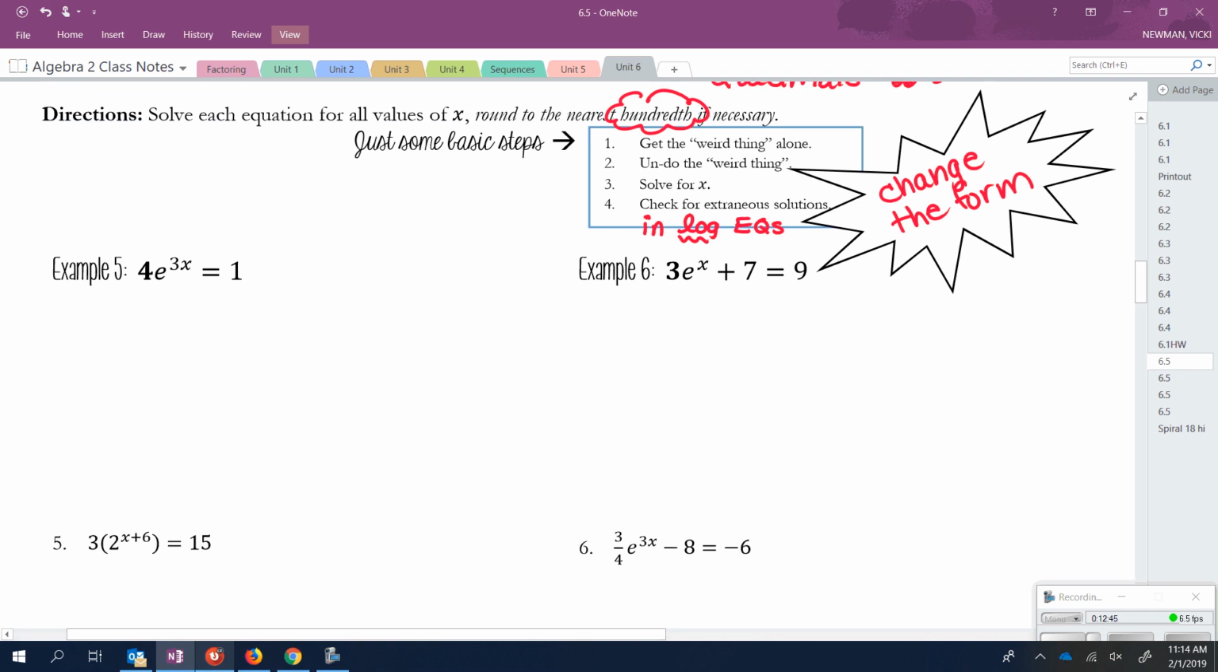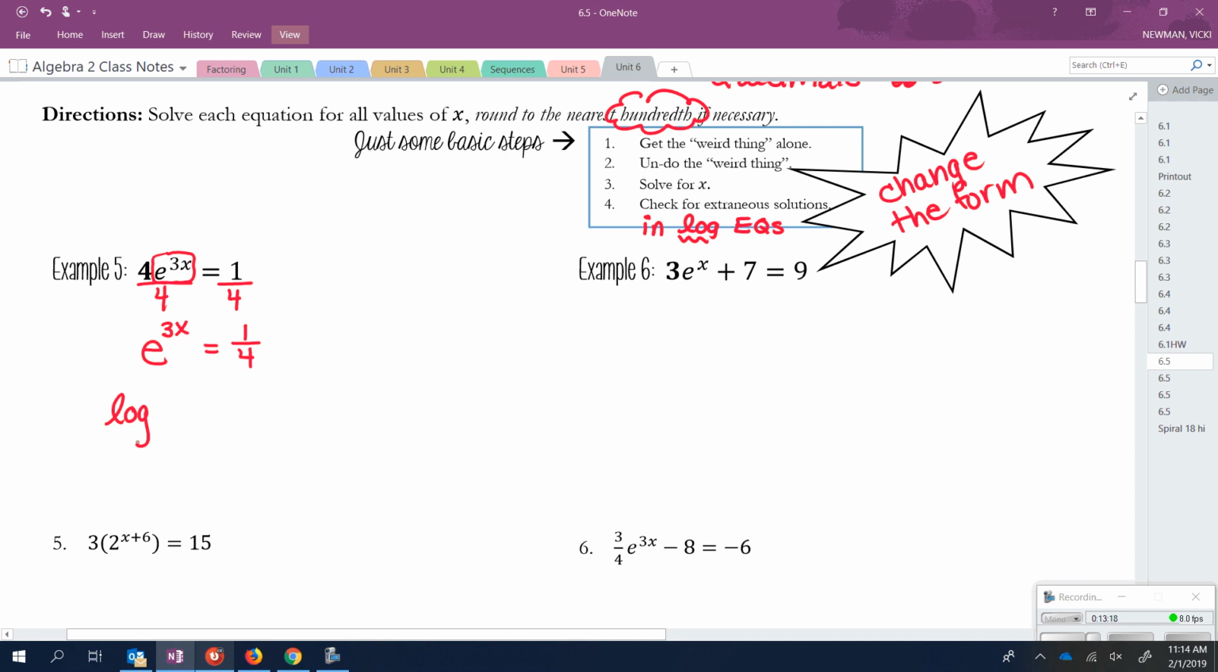So example 5, step 1, get the weird thing alone. The weird thing is e to the 3x. So I want to try to get that alone. The first thing I'm going to do is divide by 4. So I have e to the 3x equals 1/4. But x is in the exponent, so I need to bring down the exponent. The only thing that brings down an exponent is a logarithm. So I'm going to change the form to undo it.